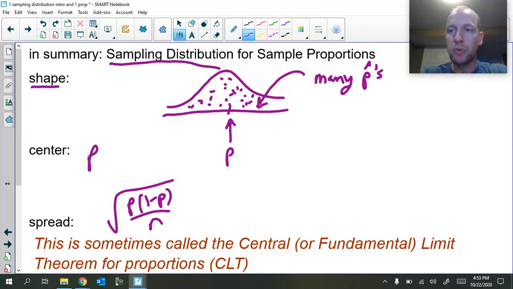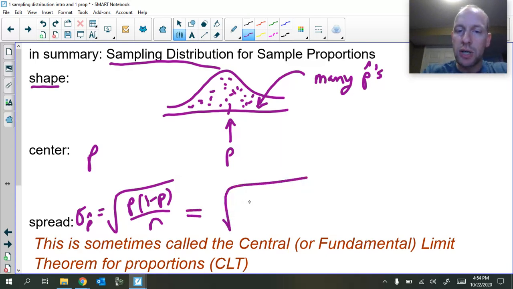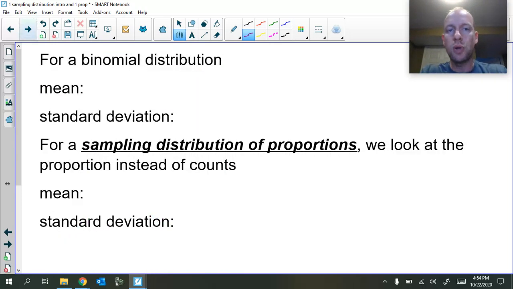I would label this, and make a good habit of labeling this, as sigma sub p-hat. That's good notation. Makes you remember that this is the standard deviation of all possible sample proportions. If you like some shorthand notation, you can write it as square root of PQ over N, and there you can write it shorter. So where does this come from?